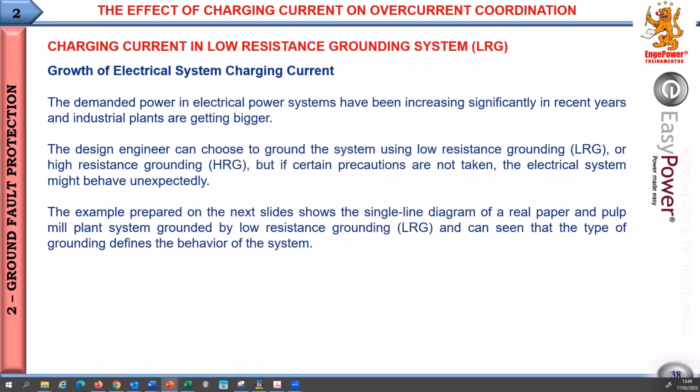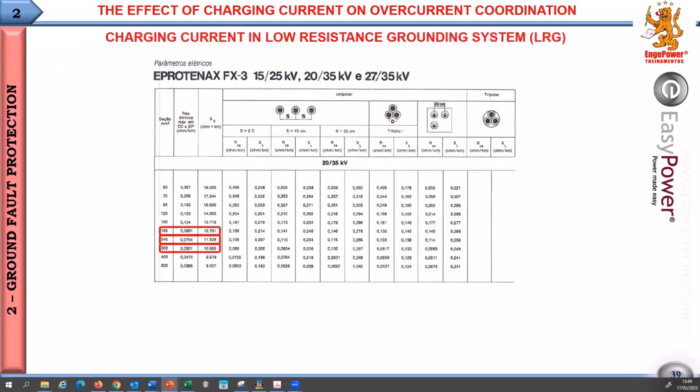This example here is the one I told you that happened in a paper and pulp mill plant. And it's interesting to see what happened here. The manufacturers provide us the cable electrical parameters, and the values used here are highlighted in this red box here. Okay.